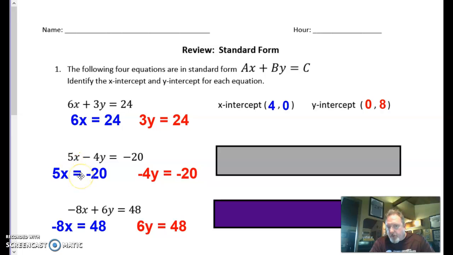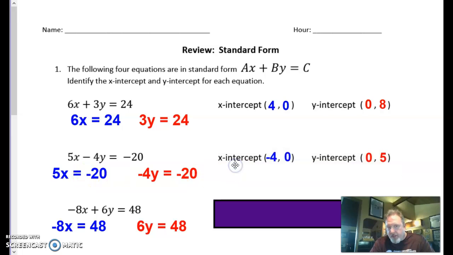So 5x equal to negative 20. We'll divide that by 5, and then we'll do negative 4y equal to negative 20, divide that by negative 4. So be careful here, because when you divide two negatives, you're going to get a positive. This one here will get a negative, so we get (-4, 0) and (0, 5). You'll notice this time the intercepts end up being the other number. So the x-intercept was negative 4 and the y-intercept was 5. That happens sometimes. This is an example of that.